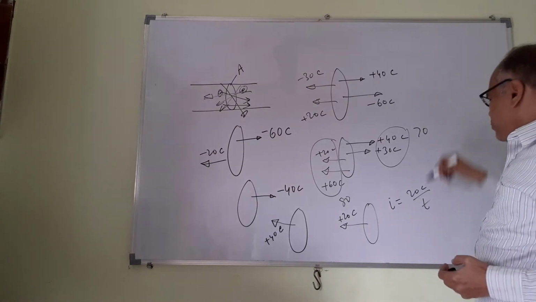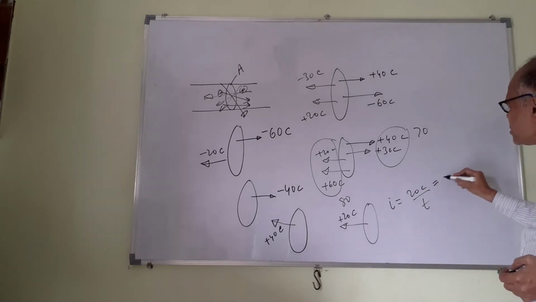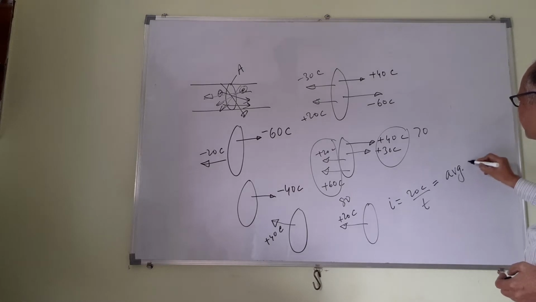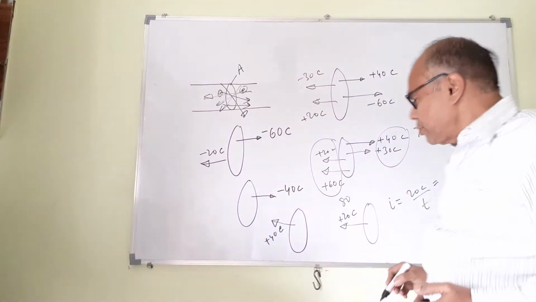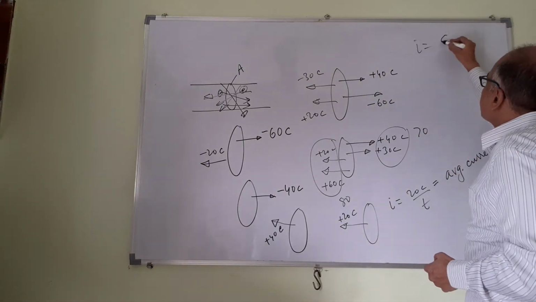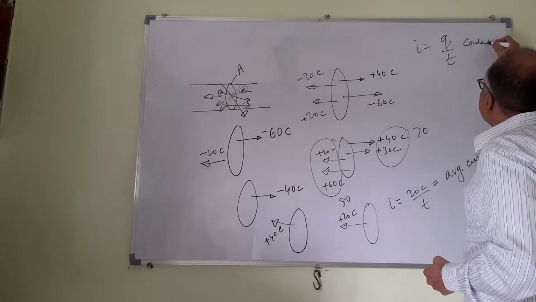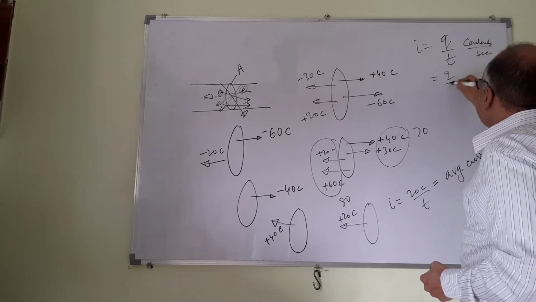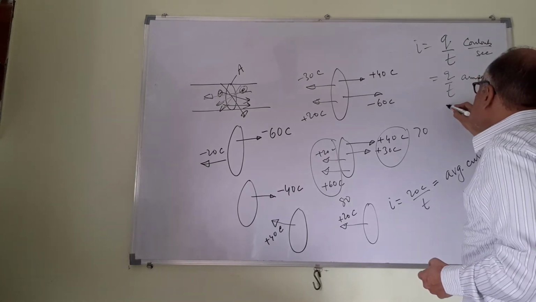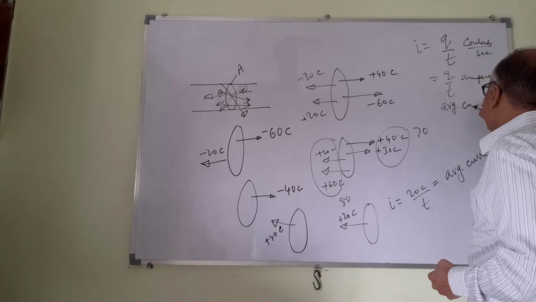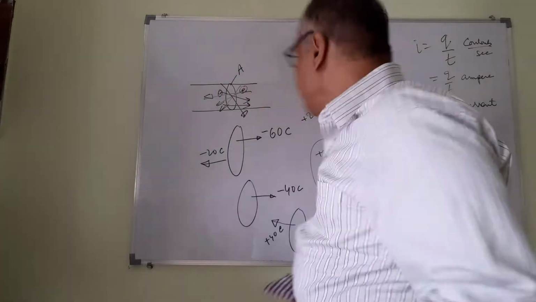Now, when we say current I is the charge flown by the time, this is the average current because it is over a certain time interval which may be quite long. So I is Q by T, charge by time, that is coulomb per second. Q by T ampere, we'll call it. Coulomb by second is ampere. Q by T is the average current over a period of time interval T.